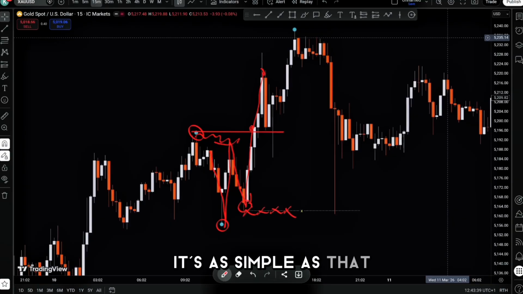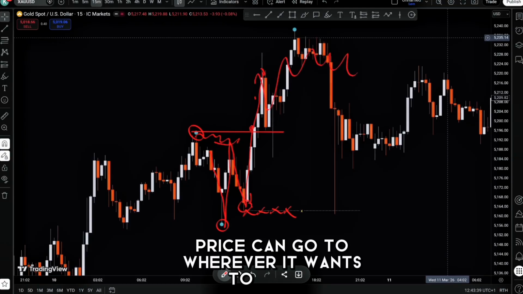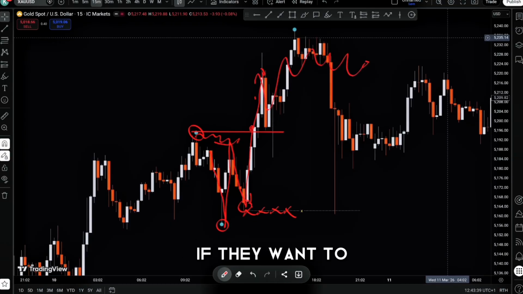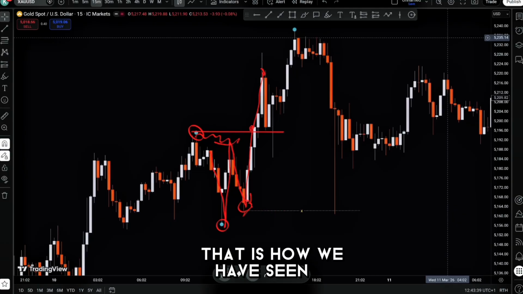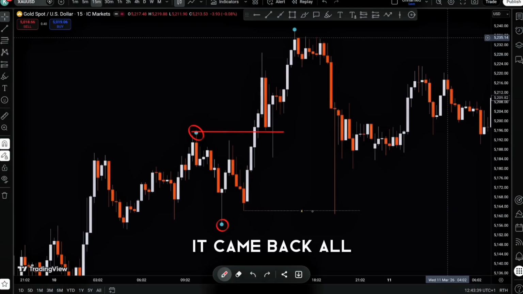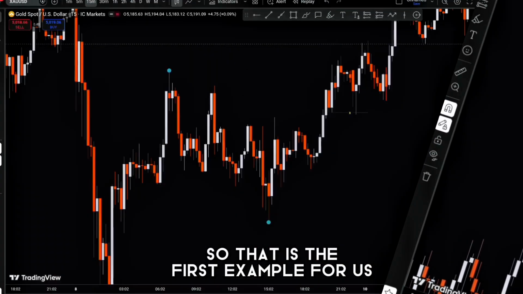It's as simple as that. That low becomes the liquidity. Price can go to wherever it wants to go to. If they want to take a big move, they will come back, take this low out, and then price will move up. So in this case, that is how we have seen it. It came back all the way. They took this liquidity here, and then this could be your entry, and then price moved up here, I think over 400 to 500 pips. So that is the first example for us.